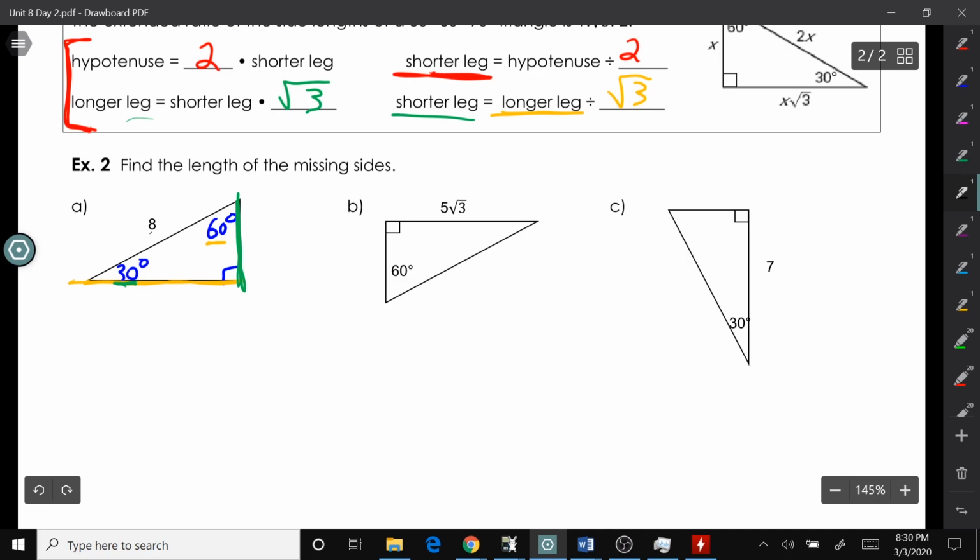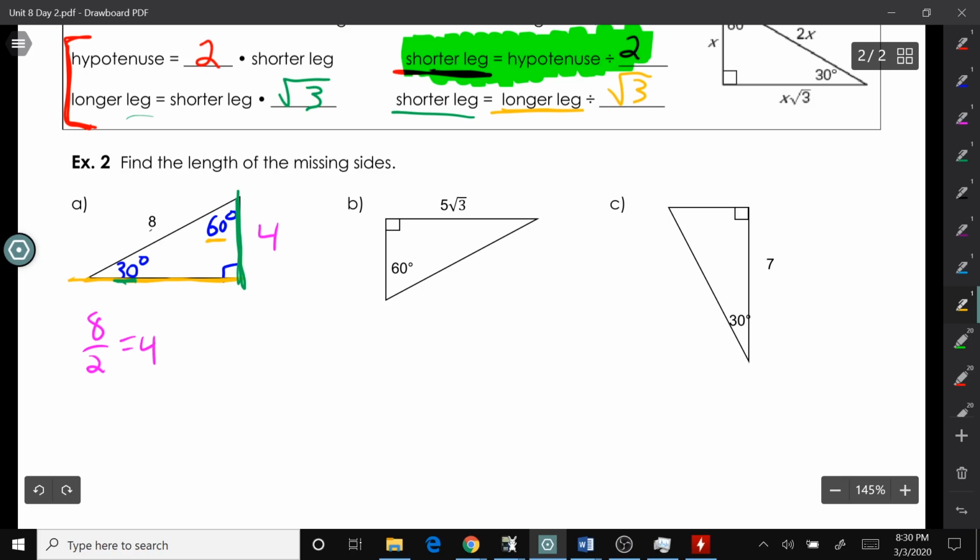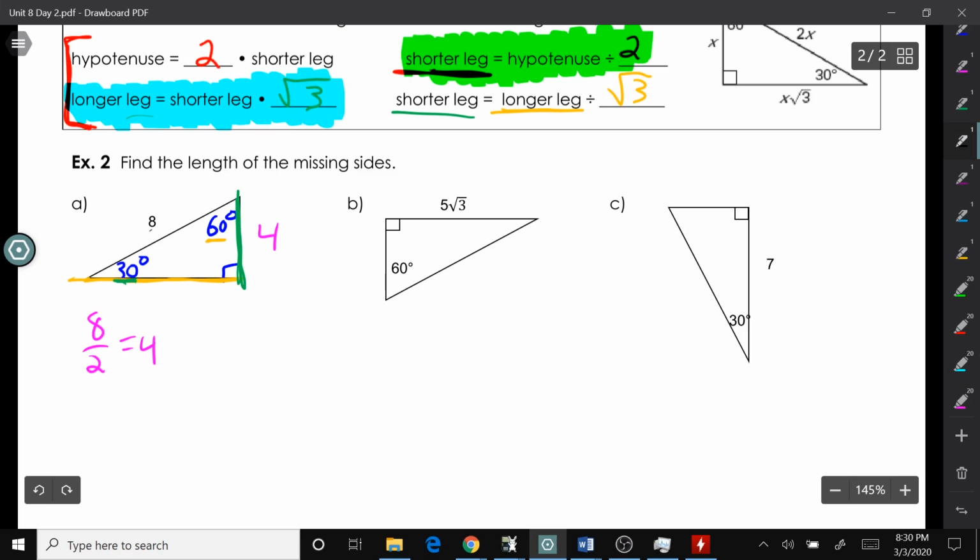If I have the hypotenuse and I'm trying to find the shorter leg, we said the shorter leg equals the hypotenuse divided by 2. The hypotenuse is 8, so divide that by 2, we get 4. So the shorter leg is 4. Now, we have to find the longer leg. It says the longer leg is equal to the short leg times the square root of 3. So we take 4 and multiply it by the square root of 3. Don't change this to a decimal, leave it alone. So our answer is 4 times the square root of 3. That's it. Do not make it a decimal.